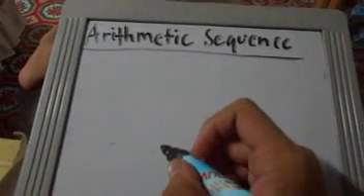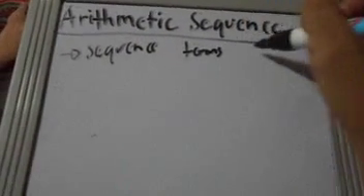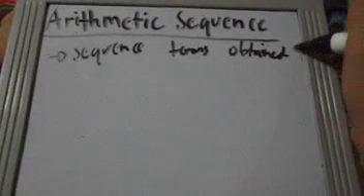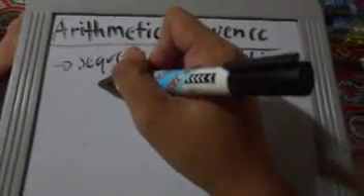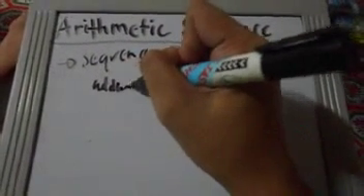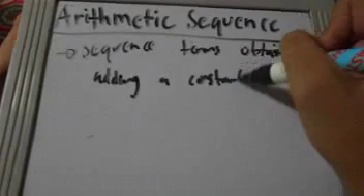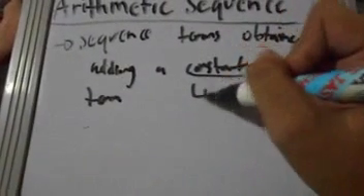Now let's proceed to our lesson about arithmetic sequence definition. First, what is an arithmetic sequence? An arithmetic sequence is a sequence with terms obtained by adding a constant to each term. This constant is also known as the common difference, denoted by d.